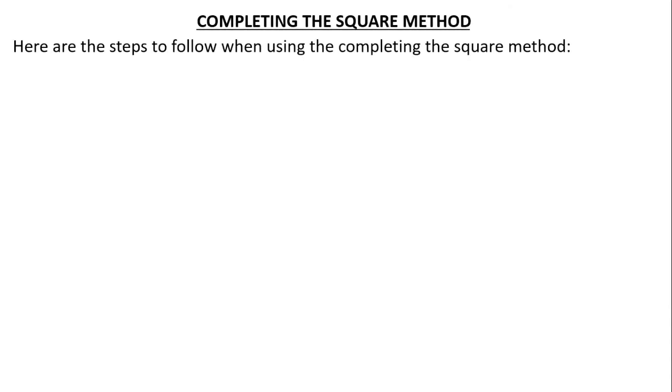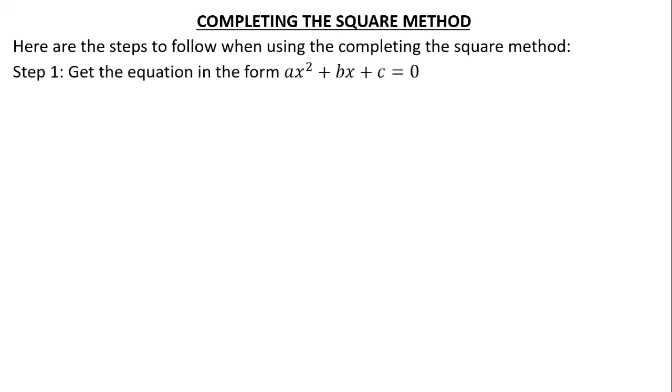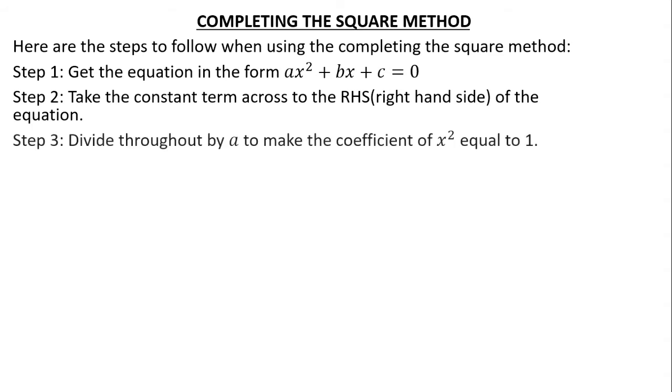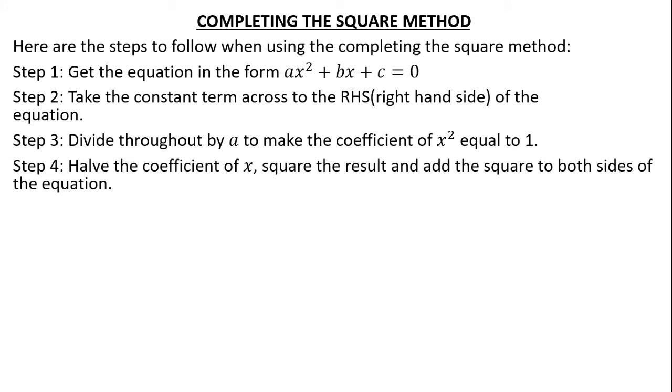Completing the square method. Here are the steps to follow when using the completing the square method. Get the equation in the form ax squared plus bx plus c equal to 0. Take the constant term across to the right hand side of the equation. Divide throughout by a to make the coefficient of x squared equal to 1. Half the coefficient of x, square the result and add the square to both sides of the equation.